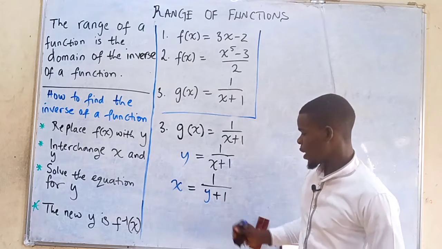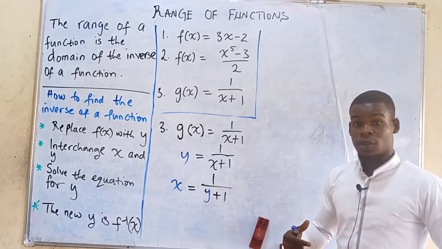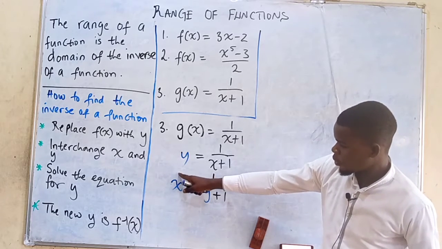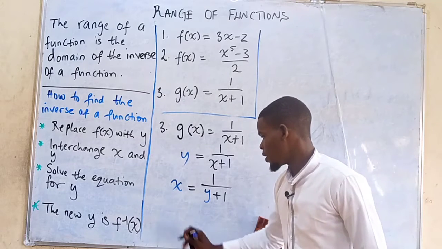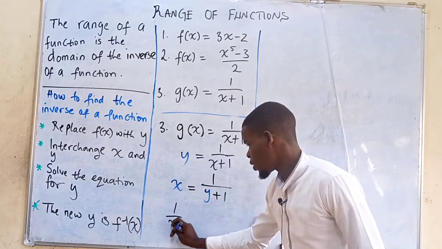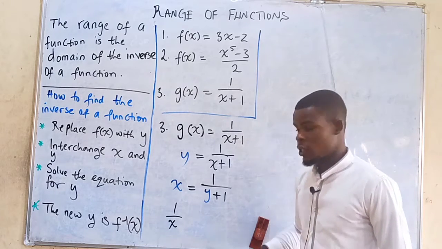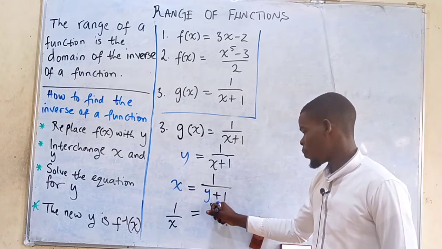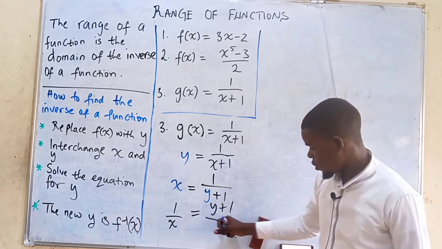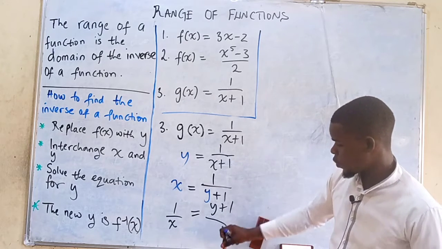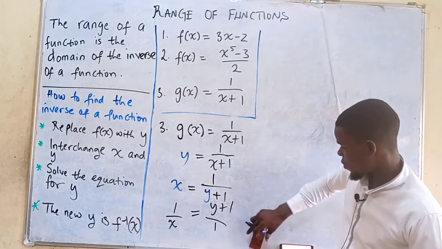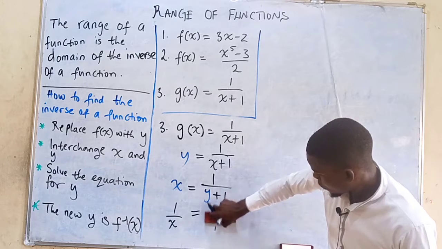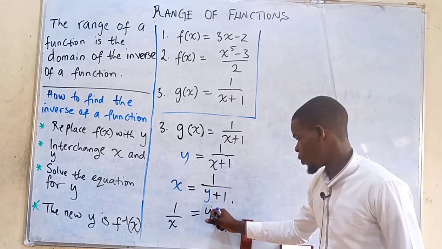Since this is just a fraction and the y is in the denominator, we want to take the reciprocal of both sides. Taking the reciprocal of this, you're going to have 1 over x. And then you take the reciprocal of this one, which brings the denominator to the top. That is y plus 1, and the denominator is just 1. Dividing something by 1, the result is just that thing. So we just have y plus 1 at the top.